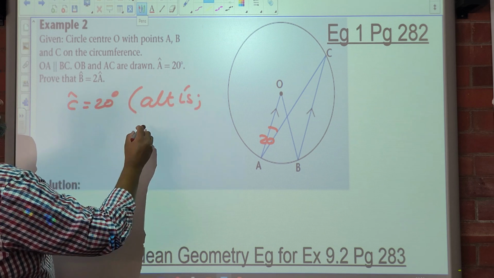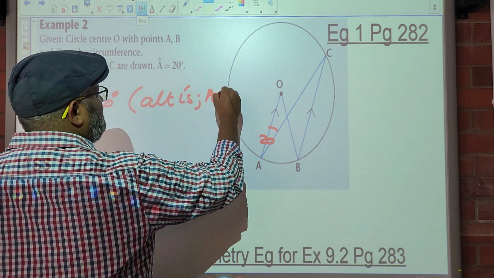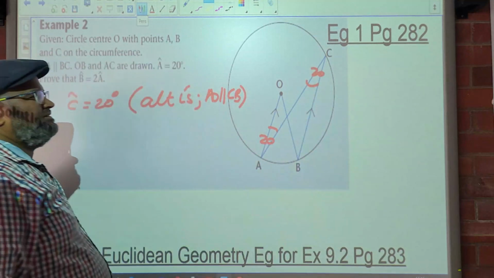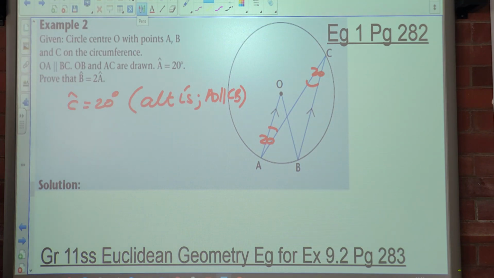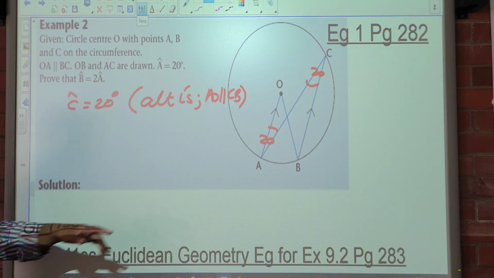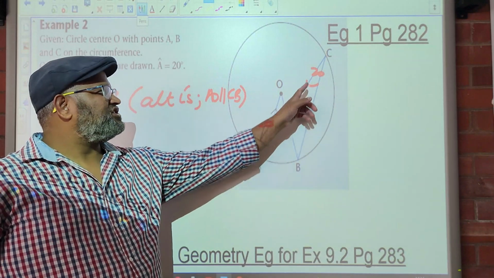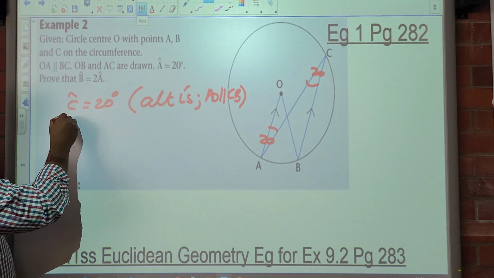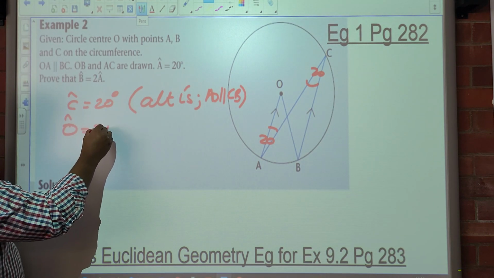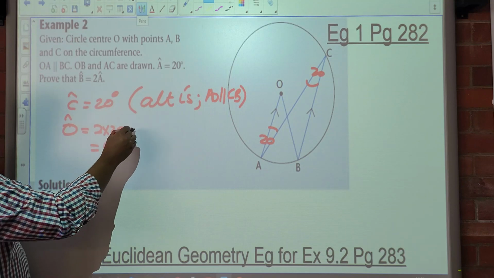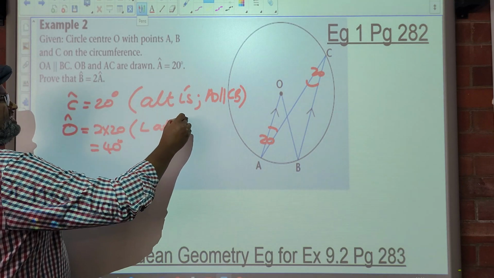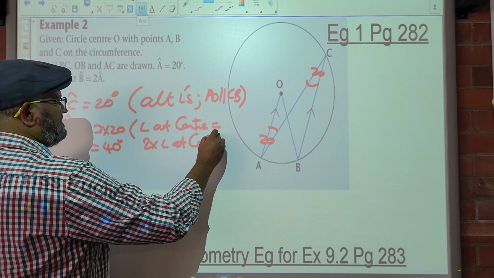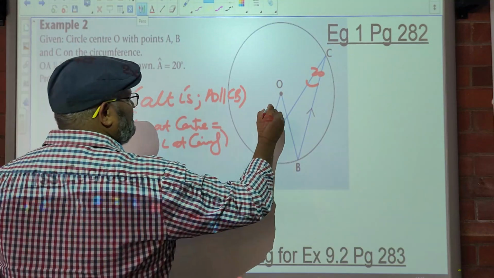So angle C is equal to 20 degrees. Alternate angles with AO being parallel to CB. So these are 20. Now what? Can I go into B yet? No. But it's the relationship between C and O, not so? So angle O is equal to 2 times 20, which is? Why? Angle at center is equal to 2 times angle at circumference. Here's 40 now.